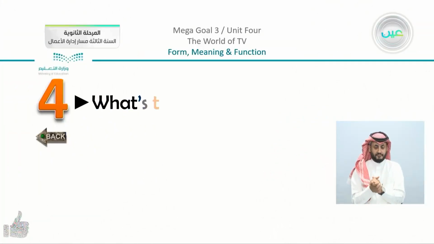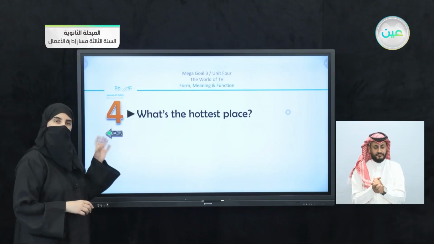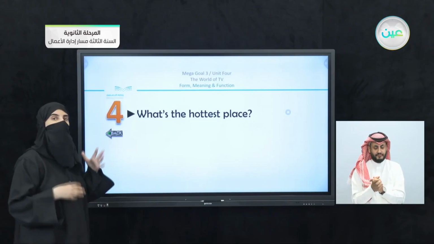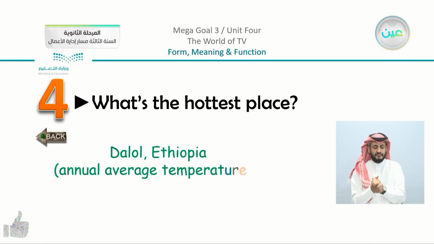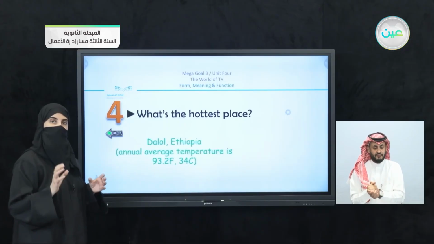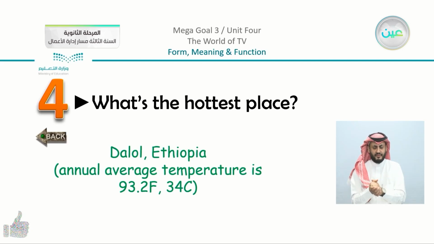Now number 4, what do we have? What's the hottest place? Now here you can see that the question is also in a superlative form. What's the hottest place? So can you guess? We are going to write our comparative form or the superlative form in the sentence, the structure. We have here Dalul, Ethiopia, annual average temperature is 93.2 degrees or 34.